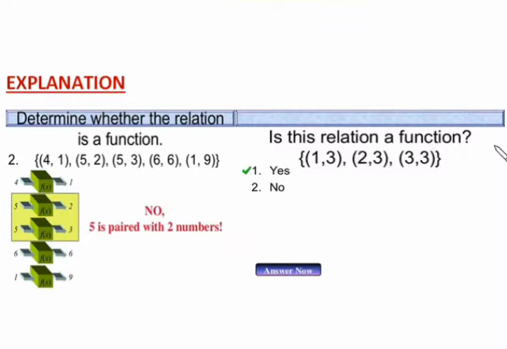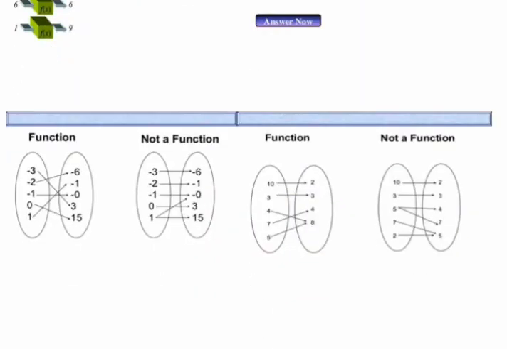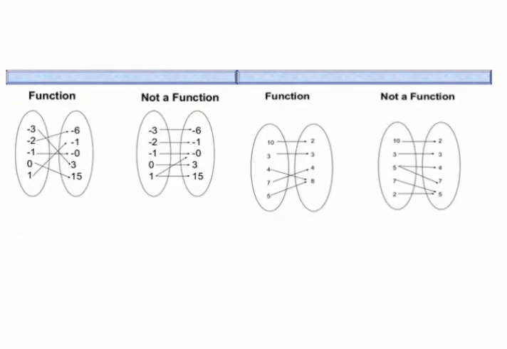Is this relation a function? 1 to 3, 2 to 3, 3 to 3. Yes, different inputs may give the same output. Okay, so just think like that. The same single input never gives different outputs, but different inputs may give the same output. Okay, now let's move further to see more.